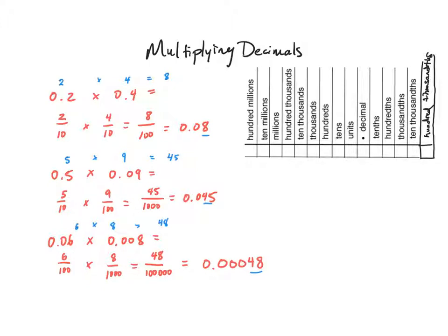So let's take a look at our first problem that was 2/10 times 4/10. And I just said that I can think of this as 2 times 4 equals 8, but then I have to do something to that 8 because clearly the problem is not 2 times 4. It is 2/10 times 4/10. But I'm going to go ahead and write down my answer of 8 in the units place as 8 ones.